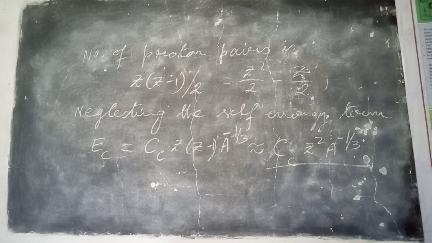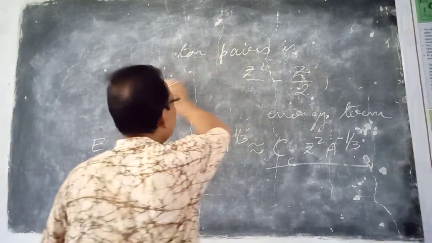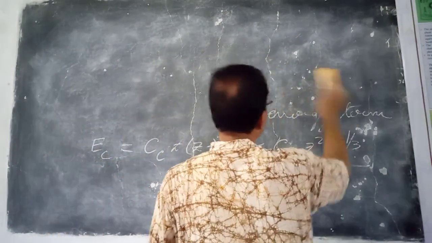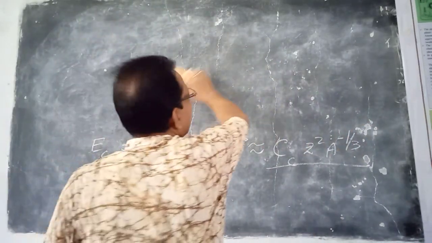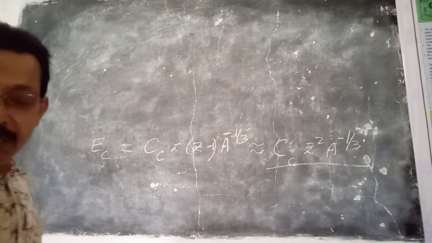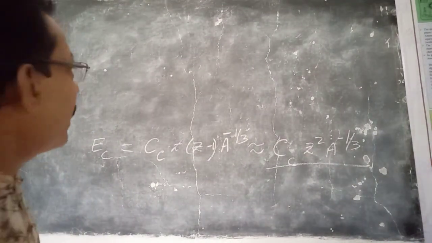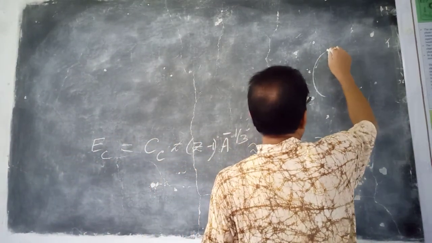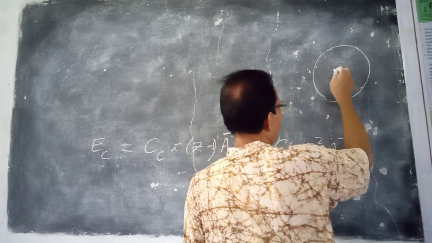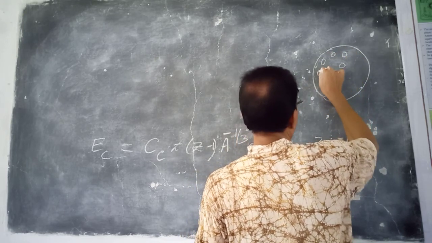Now, the next term is the surface tension energy or surface energy. As in the case of a liquid, we know that a very strong surface tension force is there. That's why a liquid takes the form of a sphere. Now, try to understand that a number of nucleons are here, protons and neutrons.